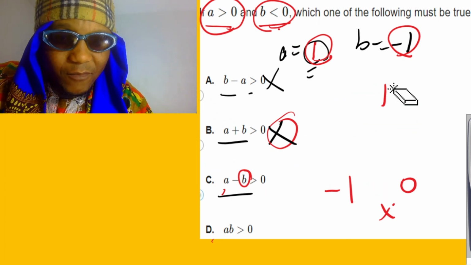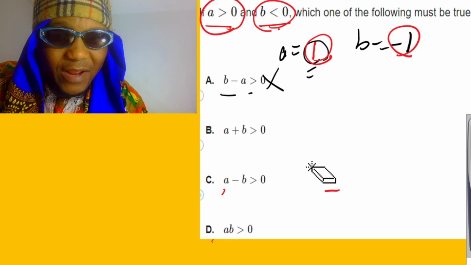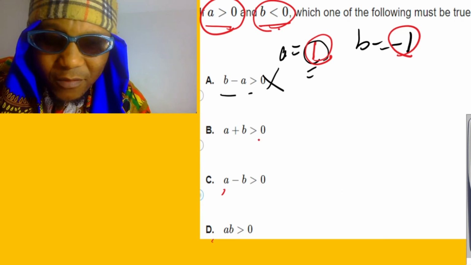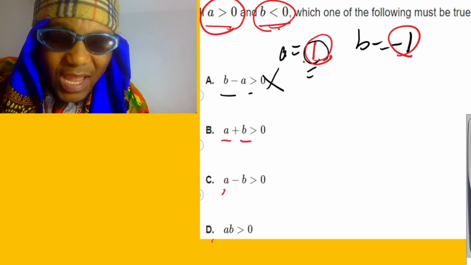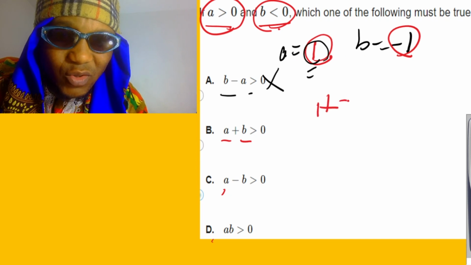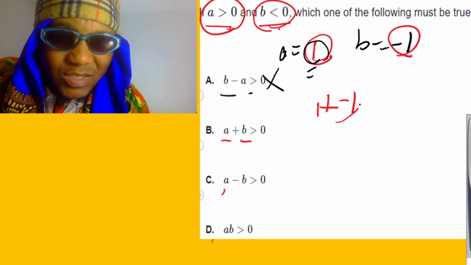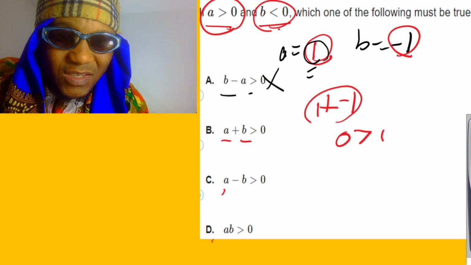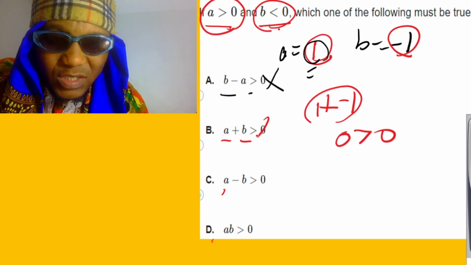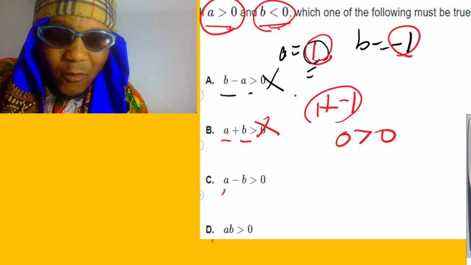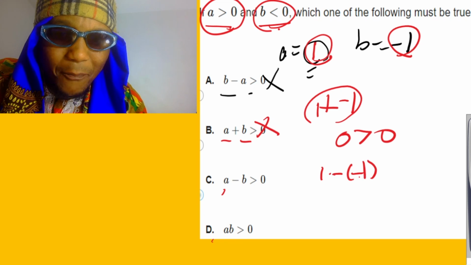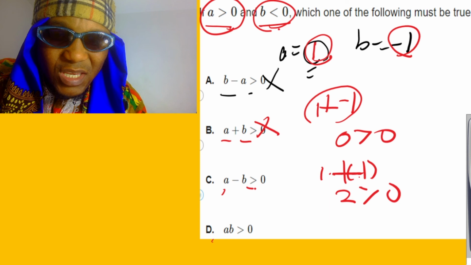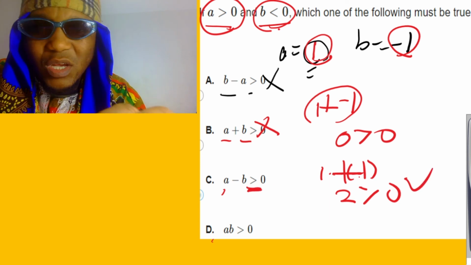Okay. Sorry about that. So we can test the second one, right? So for the second one, we're going to say A plus B. What is A? A equal to 1 plus B. B equal to negative 1. And then this is going to give us 0. Is 0 bigger than 0? No, it's not. So this is not true. Now we go for the next one. A minus B. What is A? A equal to 1 minus B. B equal to minus 1. Minus plus, which equal to 2. Is 2 bigger than 0? Yes, 2 is bigger than 0. So this is true. So this is the true answer.